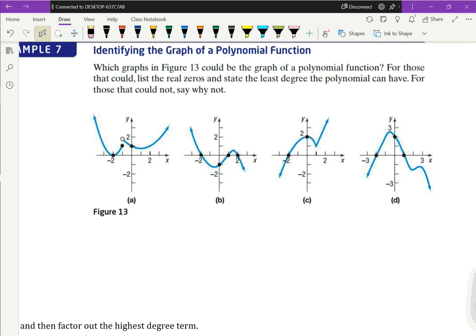So if we go back and remember what the graph of a polynomial function looks like, two key characteristics. They have to be smooth and they have to be continuous. So on figure number 13, letter A, as we follow through, it's nice and smooth, but as we get over here about x equals -1, we see that we have a gap, okay? So this is not a polynomial, okay, because it has a gap. That means it's not continuous.